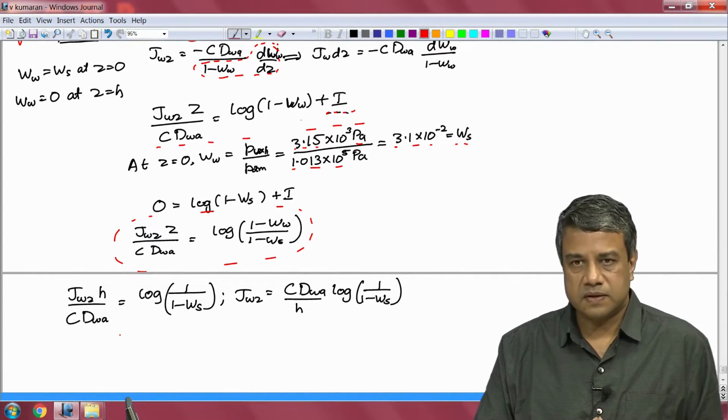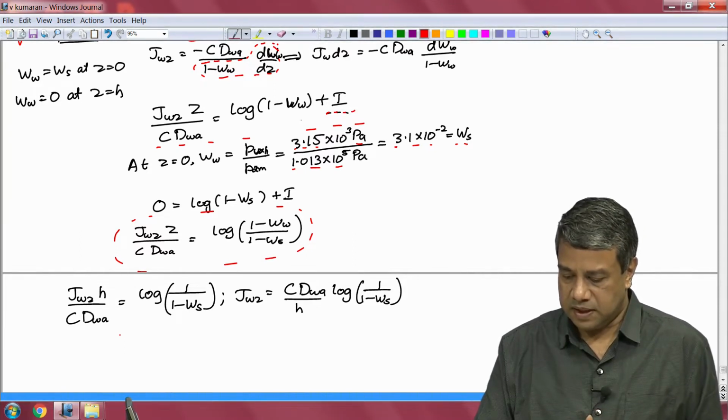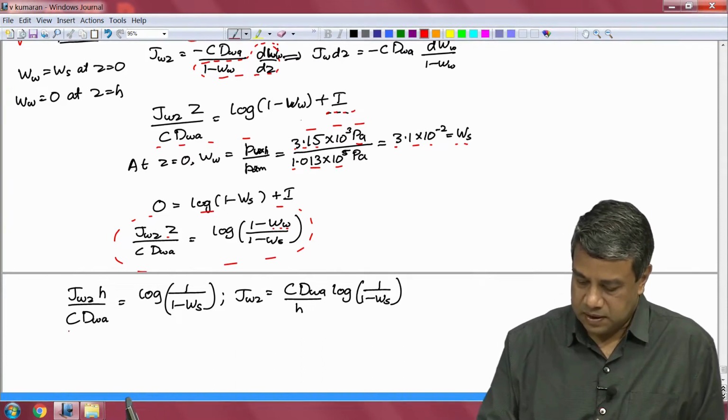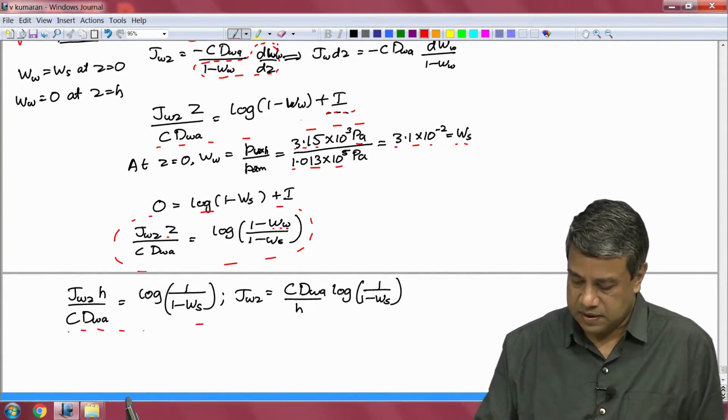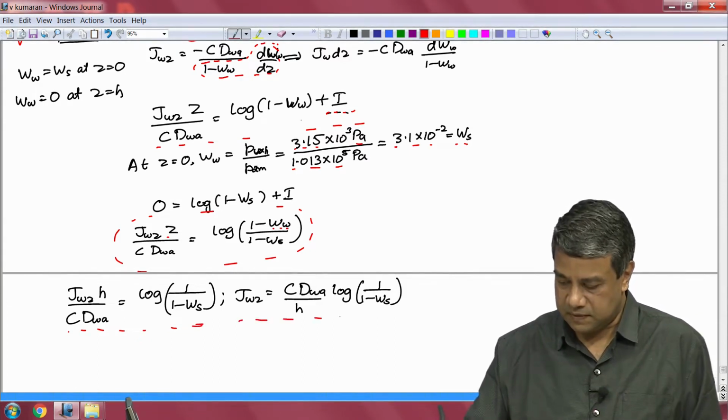At the top surface, we know that the mole fraction of water is equal to 0 because it is dry air, and therefore, at z is equal to h, W has to be 0. So, you get this relation between the flux and this expression for the flux.